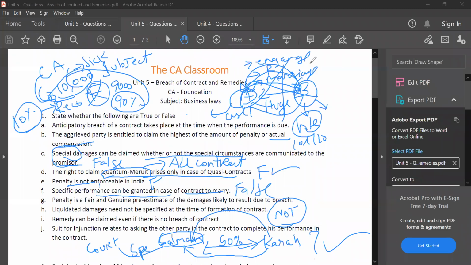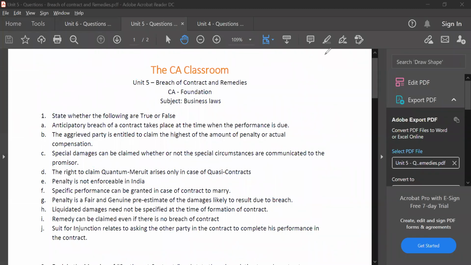Can you read G? Yes, sir. Penalty is a fair and genuine pre-estimate of damages likely to result due to breach. Answer, guys. We just discussed so much about penalty. I want everyone to get the correct answer. Riddhi, what is the answer? So I'm not getting it still.